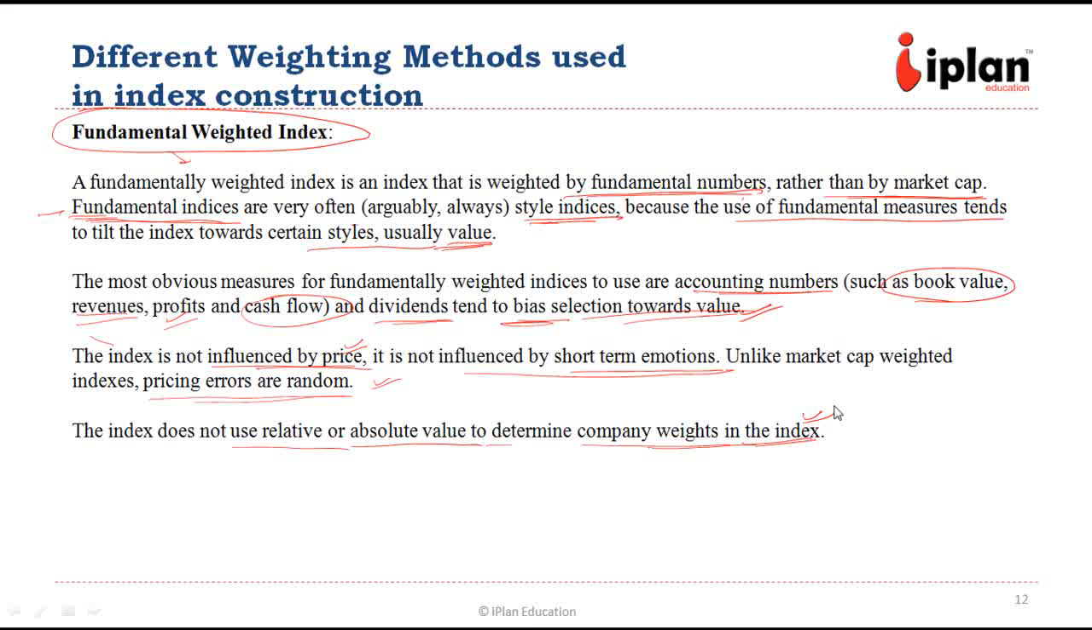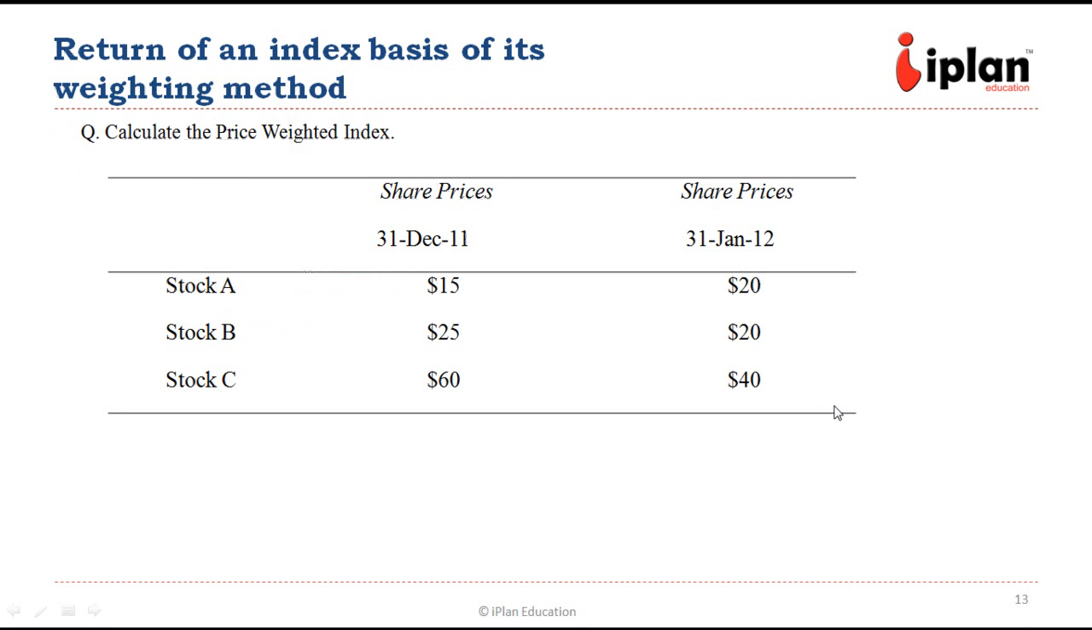Now let us look at a numerical example to differentiate between these weighting methods for index construction. First is the price weighted index. Suppose the share price for stock ABC on 31st December 2011 is given, and on 31st January 2012 is given. We want to calculate what has been the change in the index during this period.